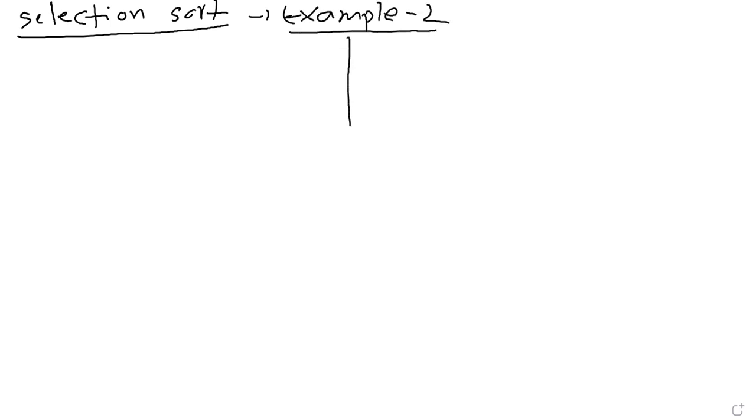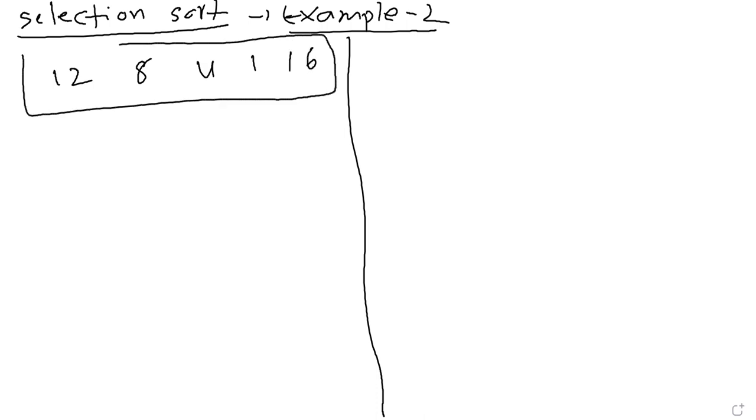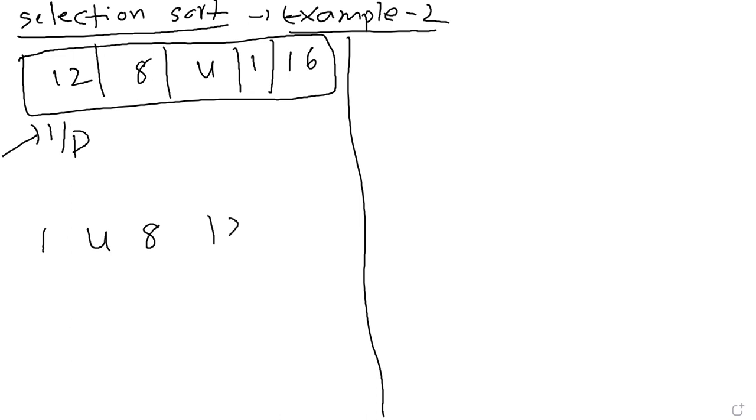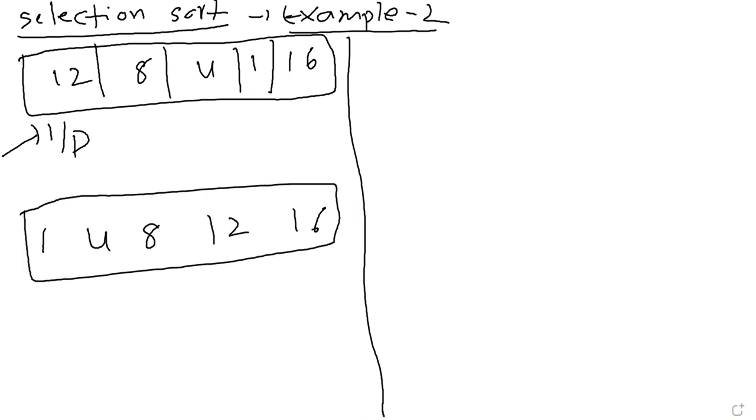Example 2. Now I am taking the elements like 12, 8, 4, 1, 16. These are the elements I have in an unsorted array. This is the input. What output am I expecting? 1, 4, 8, 12, 16. This is the output I am expecting. So how do I need to get this output? By using the selection sort.